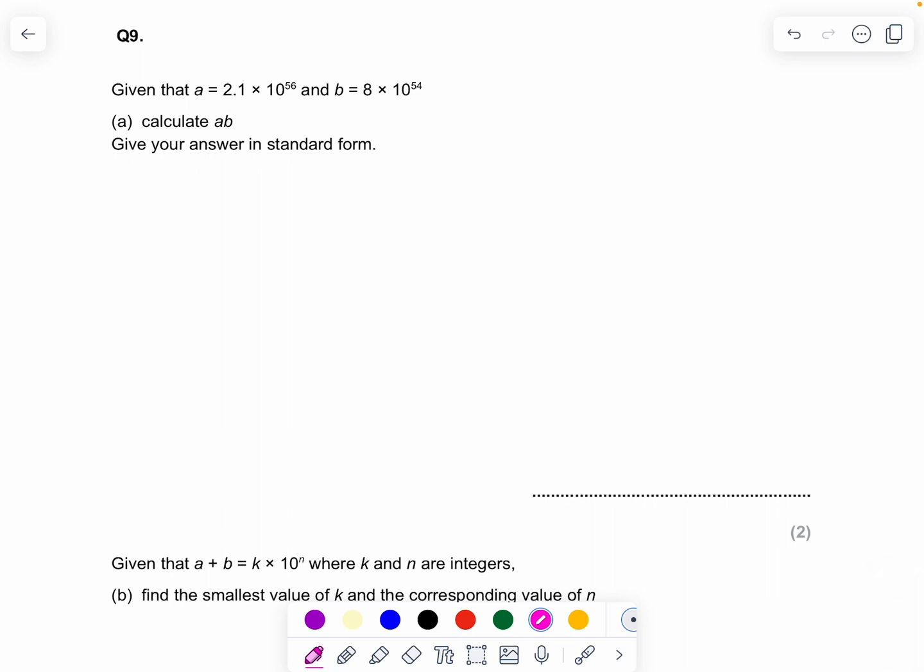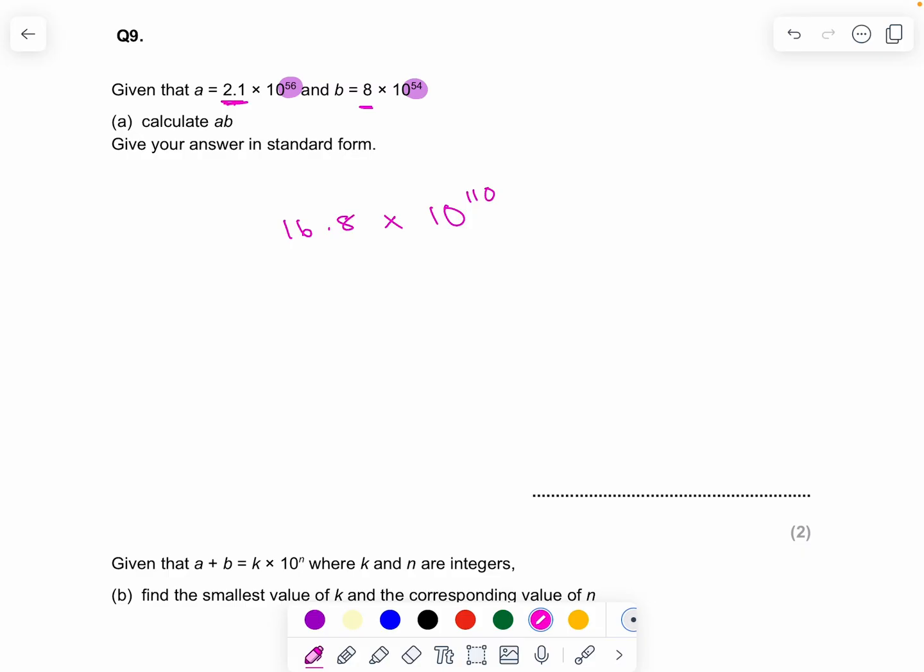This question here, I need to give my answer in standard form. I'm just going to multiply. So literally all you need to do is 2.1 times 8. So 2.1 times 8 gives you 16.8. And then remember when we're multiplying, we add the indices. So I'm going to do 56 plus 54. And so I get times 10 to the power of, what's 56 plus 54? That's 110.